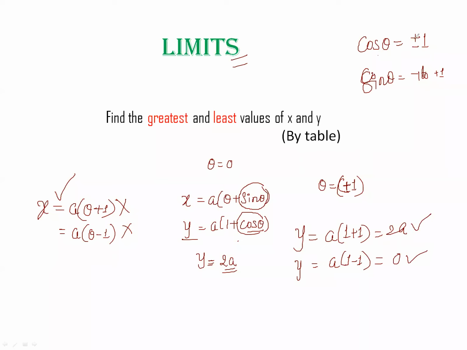Put cos theta equal to +1 minus 1 and sine theta equal to +1 minus 1. So exactly we are getting the limits of that particular curve. We cannot define this x, but we are getting the value of y: one is 0 and second is 2a, means the lowest limit is 0 and the greatest limit of that given equation is 2a. Okay, so by using this we can set the limits of the equation.